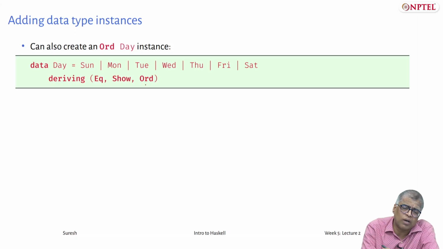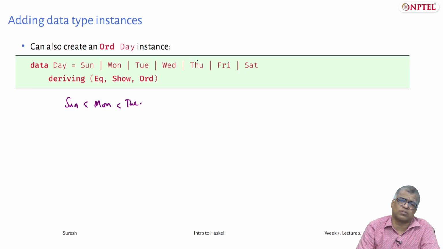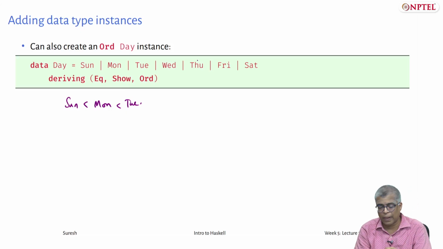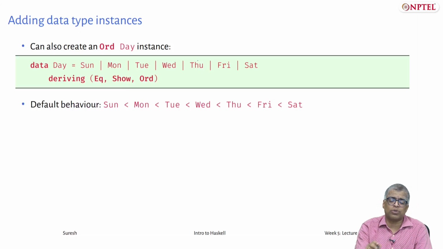You can say Ord, and then this will automatically list Sunday to be less than Monday, to be less than Tuesday, etc. Because that is the order in which you listed these values. And now this explains why in Bool, False is less than True. Yeah, so you have this behavior.